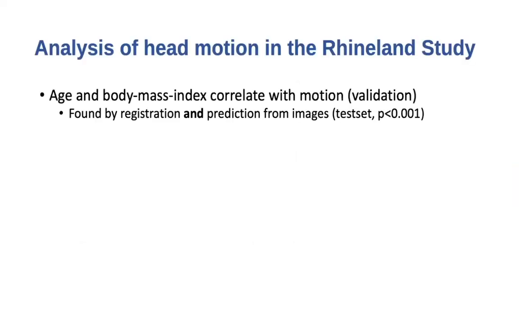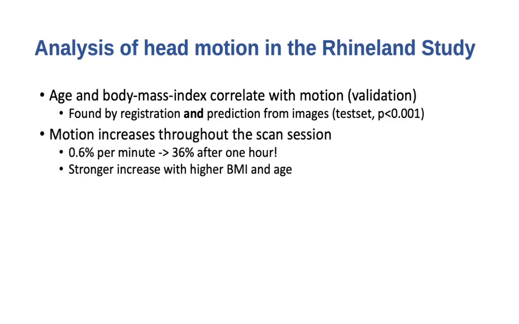And what we see is basically that age and BMI are highly correlated with motion, and they are also correlated with disease, right? So these are two effects that are related, and we need to measure and quantify the motion to disentangle this. We see that motion increases throughout the scan session. So after the 1 hour in the scanner, we see up to 36% increase, and this increase is even higher with increased BMI and age.